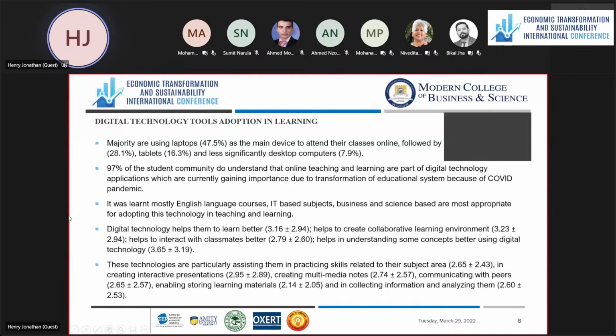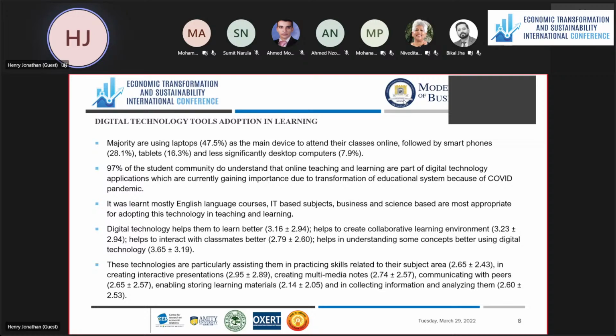Now, digital technology tools adoption in learning, this is pertaining to the student himself in learning support. What are the tools and what are the ways the student personally by himself is trying to use the digital technology to that level. The majority of them are using laptops as a digital tool for their learning, either for knowledge gaining or for developing their skills, mainly as an online device, followed by smartphones, tablets, and less significantly desktop computers. And 97% of the student community do understand that online teaching and learning are a part of digital technology because they are more exposed to the technology in some way or the other.